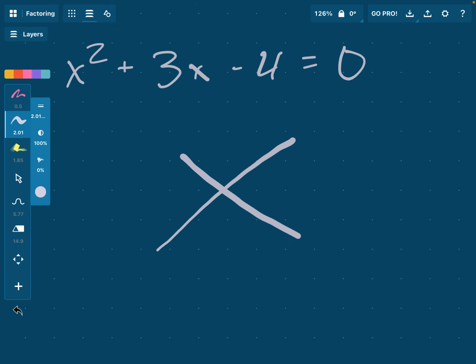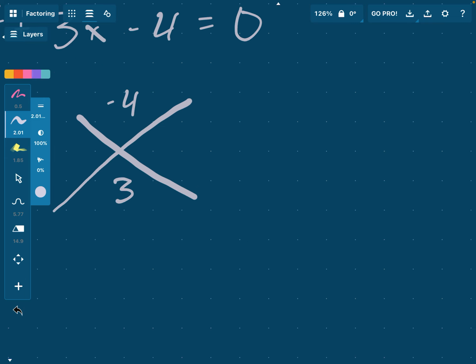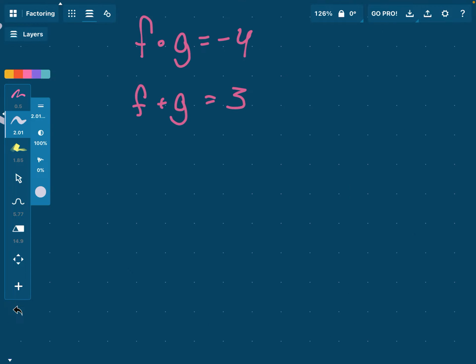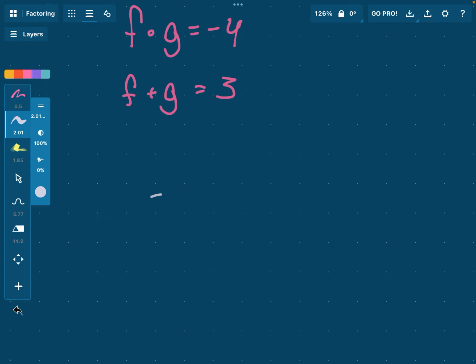So we're going to do the x method, again, a times c, which is negative 4, and b on the bottom. So what multiplies to negative 4, but adds to 3. So f times g is going to be negative 4. F plus g is going to be 3. So let's go ahead and look at the values that can multiply to negative 4. So here we have 4 and 1, where the negative could be on either of them.